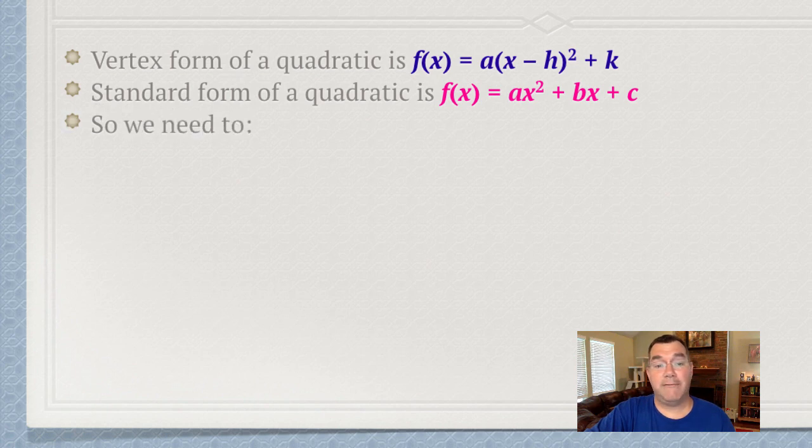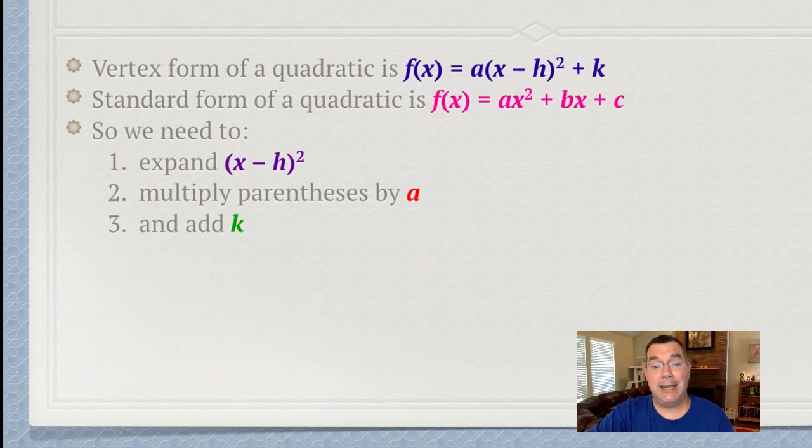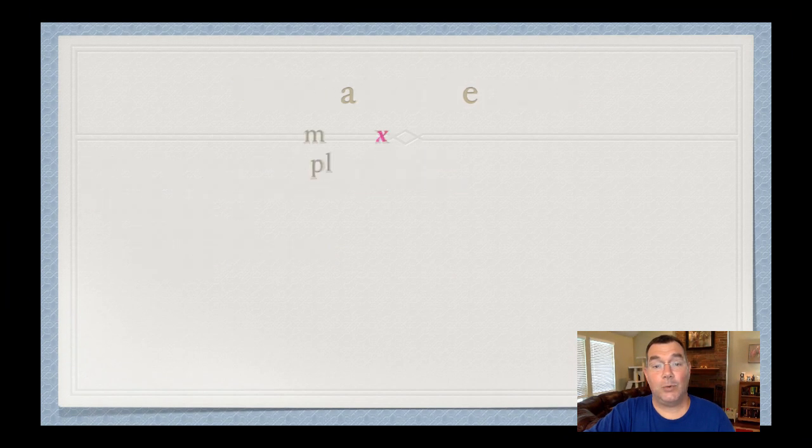Well, you'll notice that vertex form, where I'm starting, has parentheses and an exponent, and standard form doesn't have any of these. So that requires some expansion. So I'm going to expand x minus h squared by squaring a binomial. We've talked about how to do that. We're going to multiply those parentheses by a. We're going to add k, and then we'll be done. So here's a couple of examples.